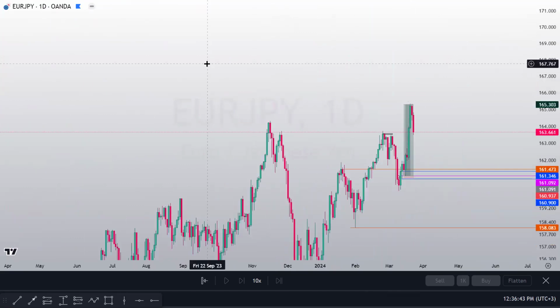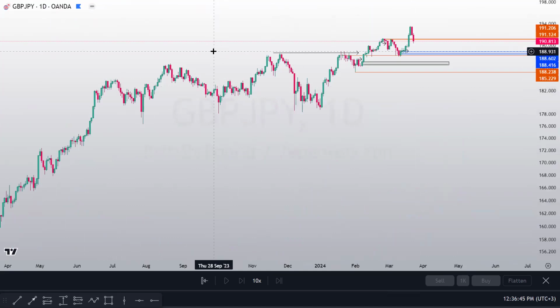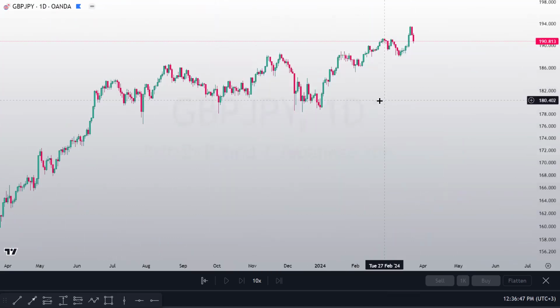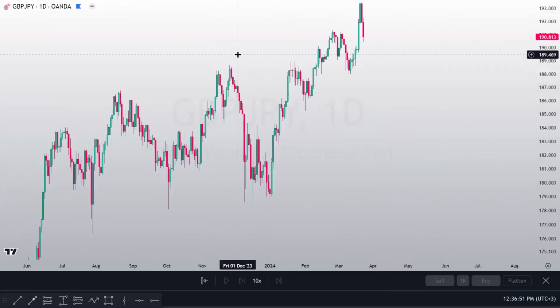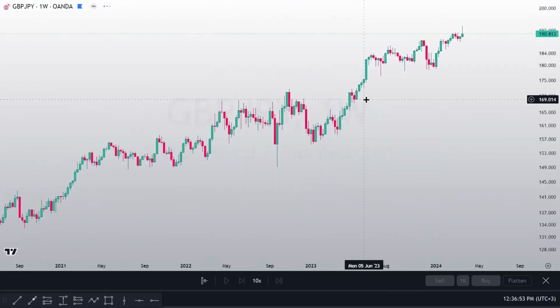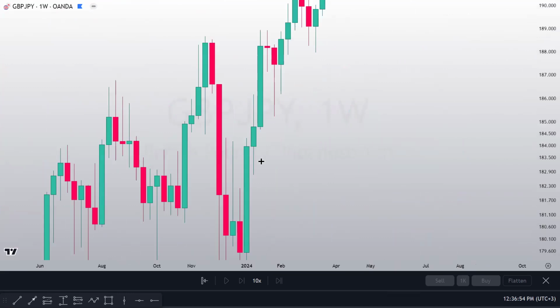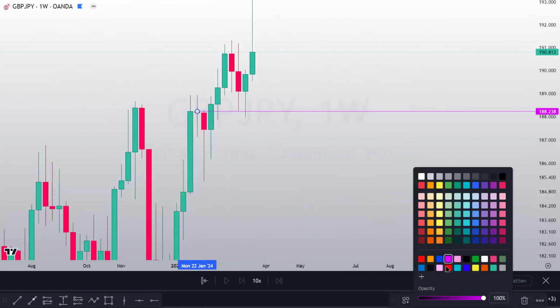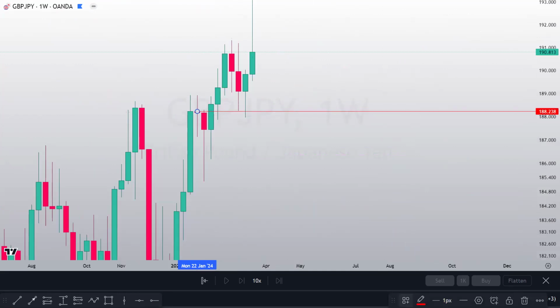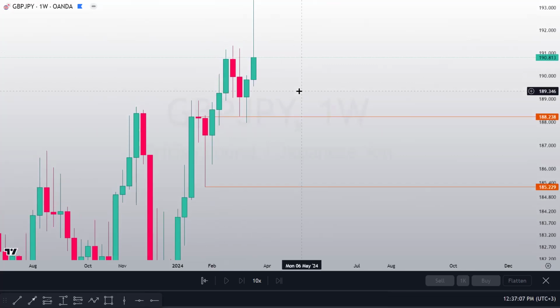And also considering the GBPJPY, it's actually the same case, as these pairs are very, very correlated to each other. Coming to the weekly, also we had this area of liquidity. So it's the same thing as the EURJPY. Just minor things are different in terms of consumption, in terms of the arrangement of these structures and all that.